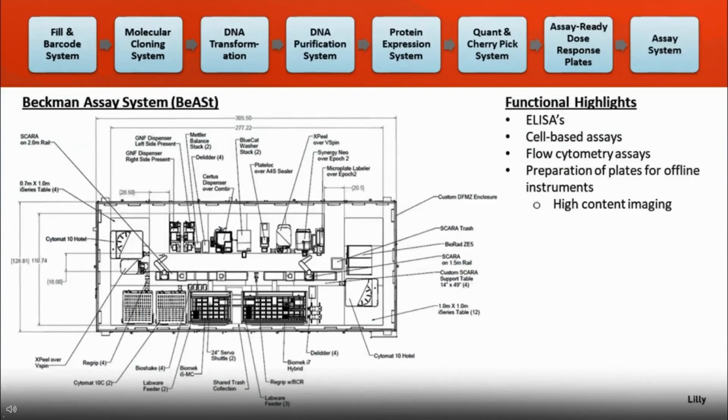And so from this system, I'm really trying to hit home the point that the functional highlights on here: we can run ELISAs, very wide variety and flavors of ELISAs, cell-based assays, high throughput flow, and then we can even prep plates for offline instruments. We have offline high content imagers, so we can do all the washing, fixing, staining of the plates on here and seal them up and prep them for a high content imaging based assay. And so it's been a really nice system.